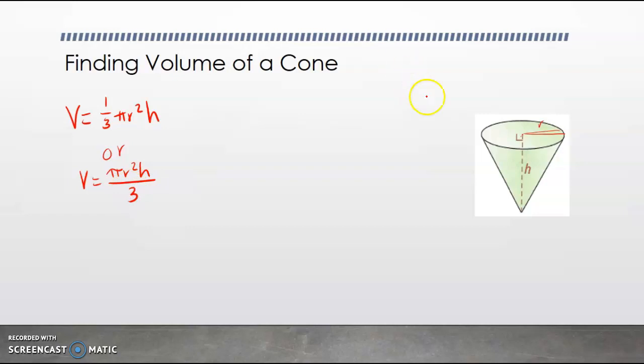Now, it has to be that perpendicular height, so the height from the vertex straight down to the center of the circle. If you're given the slant height, then because this is a right triangle, use the Pythagorean theorem to find your missing height. And it's the same if you're doing surface area and you need slant height, but you're given the height. Use the Pythagorean theorem to find your slant height because it creates a right triangle.